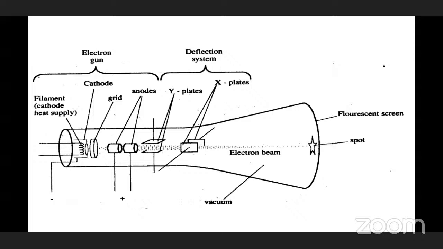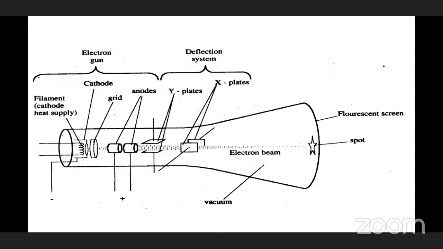The deflection system consists of two pairs of parallel plates. They are referred to as the vertical plate, which is the Y plate, and the horizontal plate, which is the X plate. So the X plate can also be referred to as the horizontal plate, and the Y plate as the vertical deflection plate. One plate in each pair is set permanently and connected to the ground, at 0 volts.